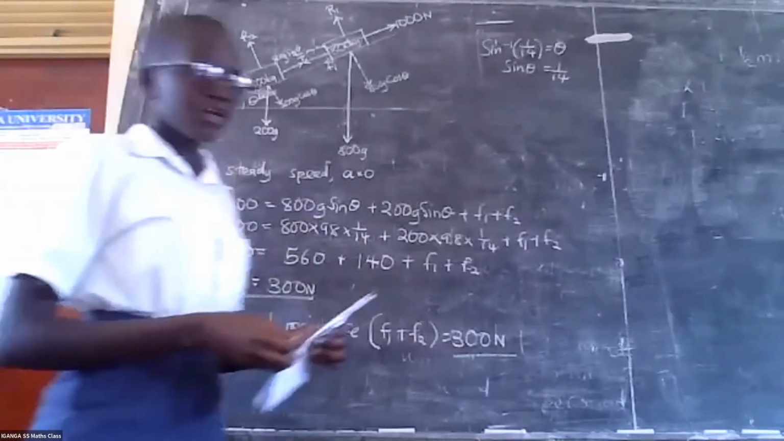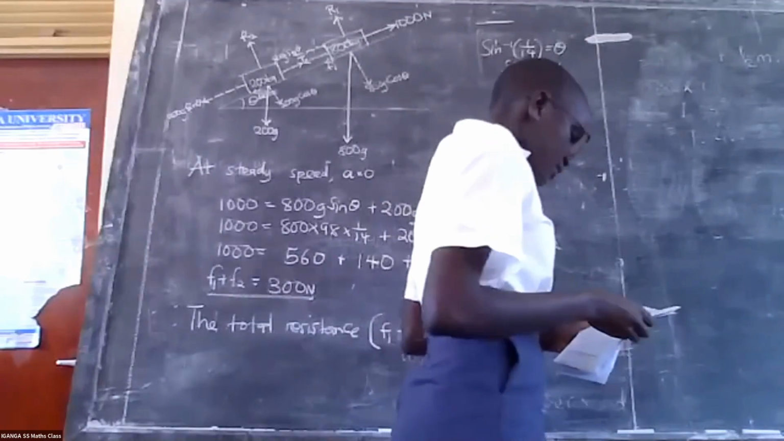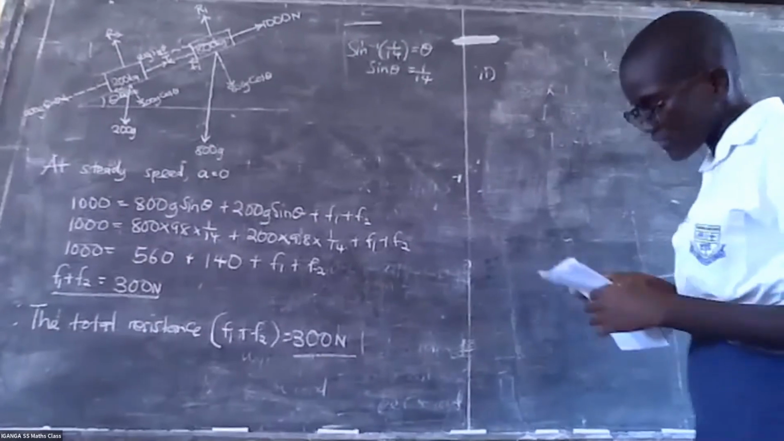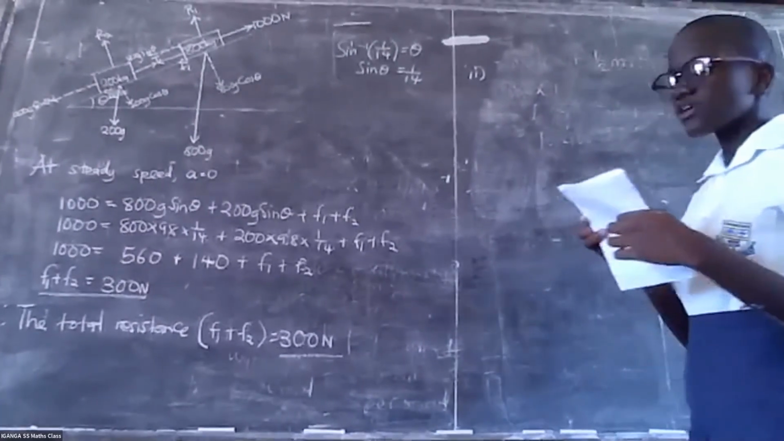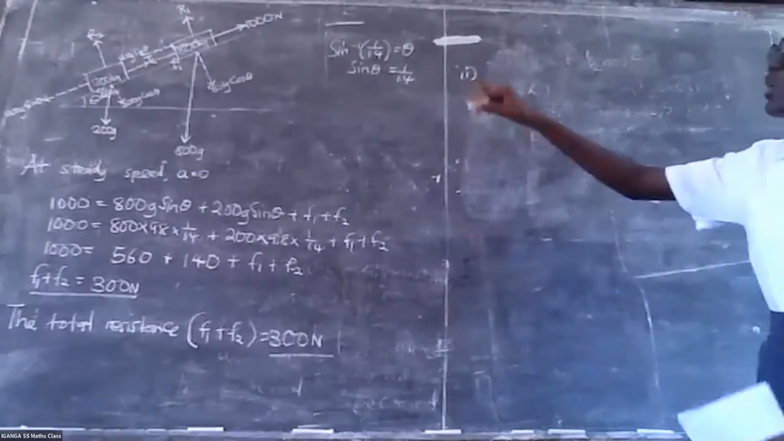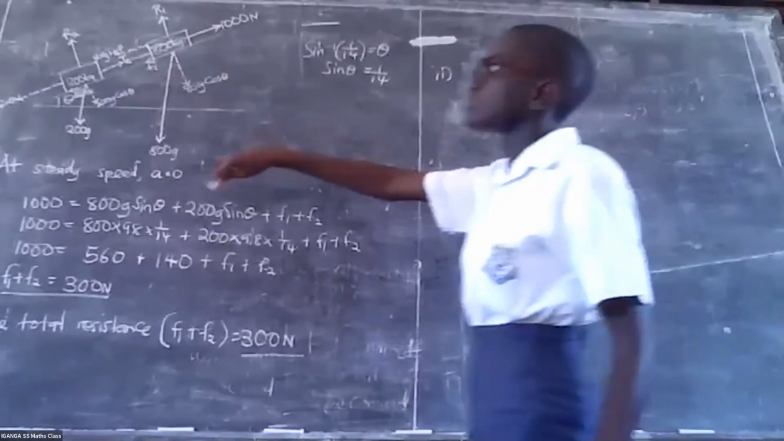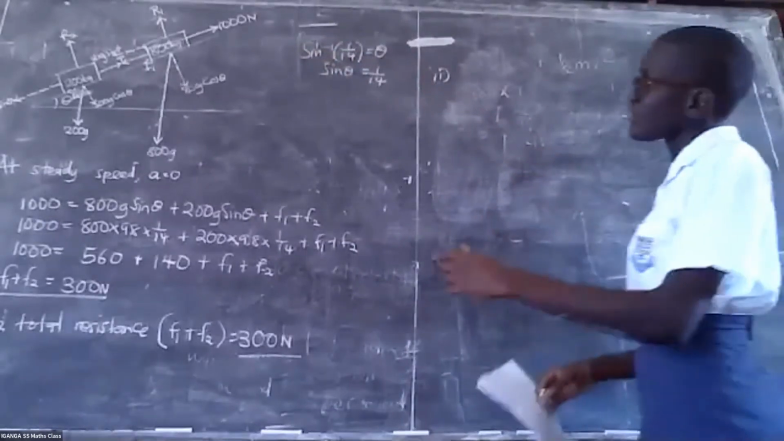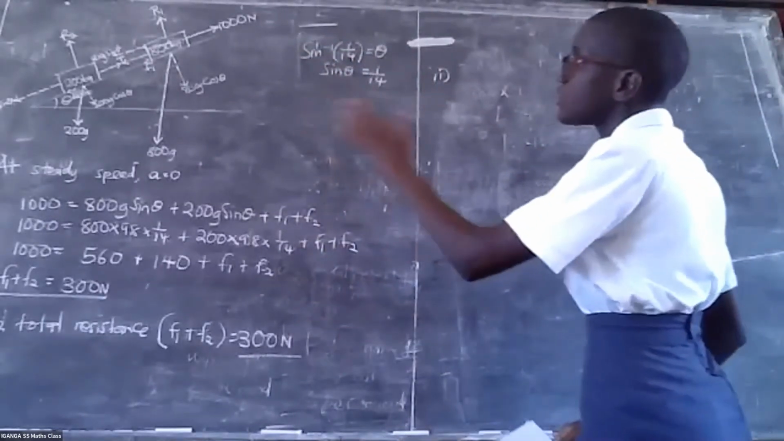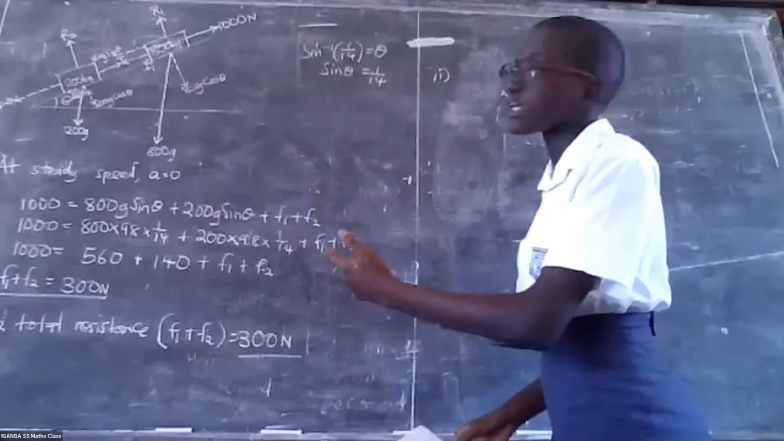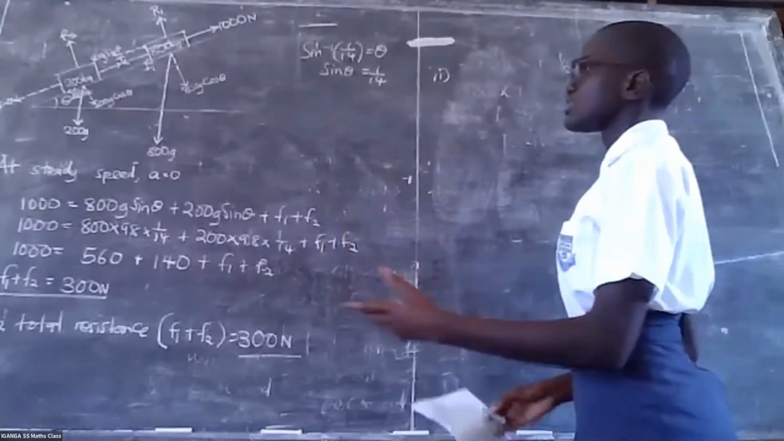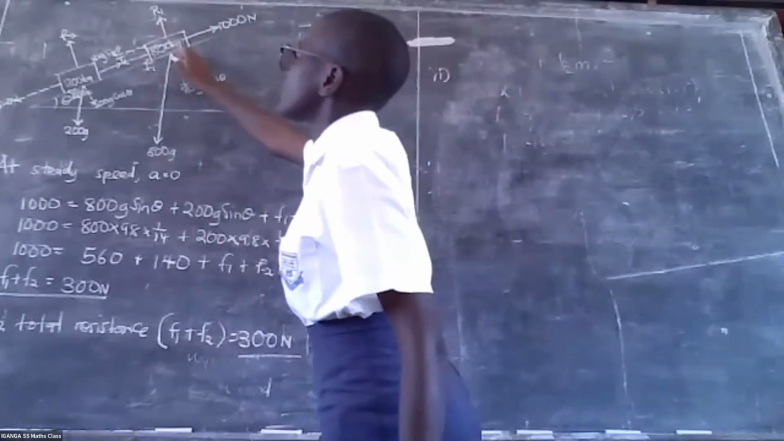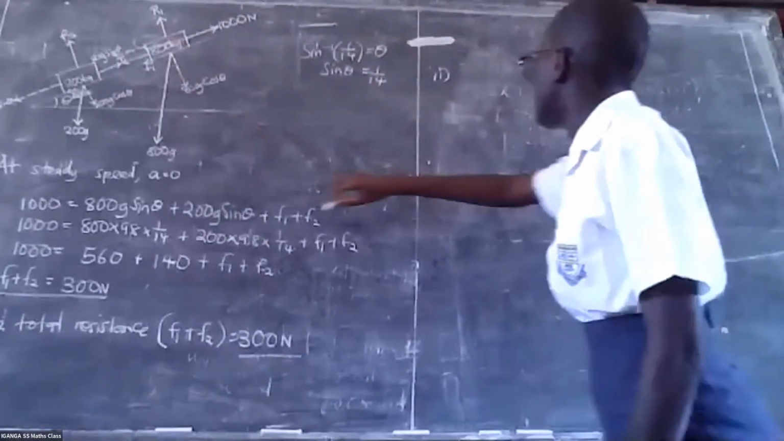Moving on to the second part, we've been asked: if the frictional resistance of the car is 280, which means I now have F1 for the car, they want me to find the tension. The first time, I worked with the whole system and my tension cancelled out. But right now they want us to get the tension, so I'm going to split and deal with the 800 kilogram mass, since I've been given the friction for that one.